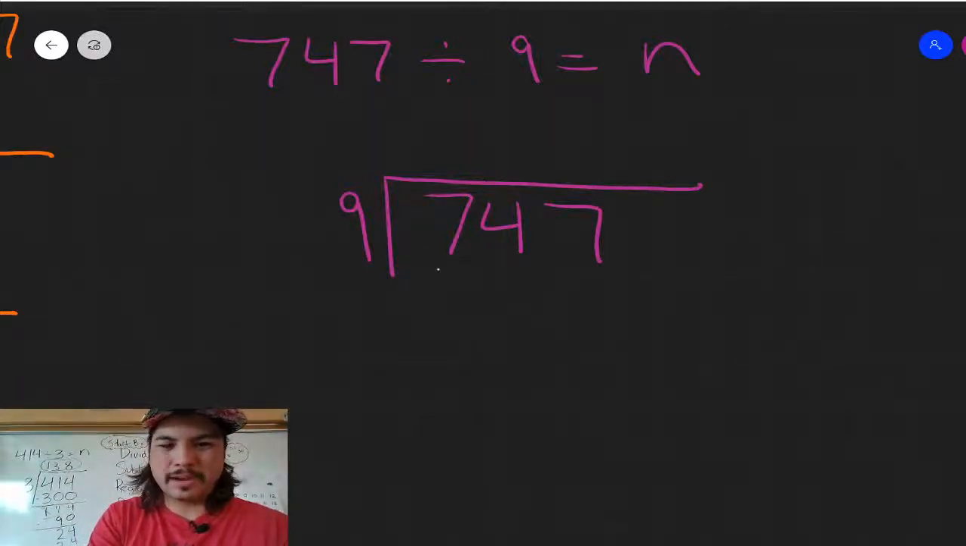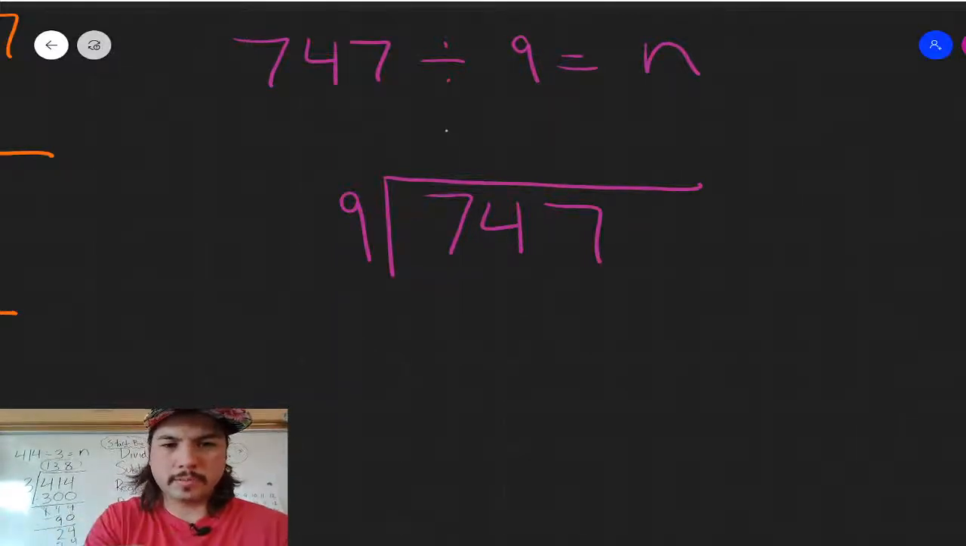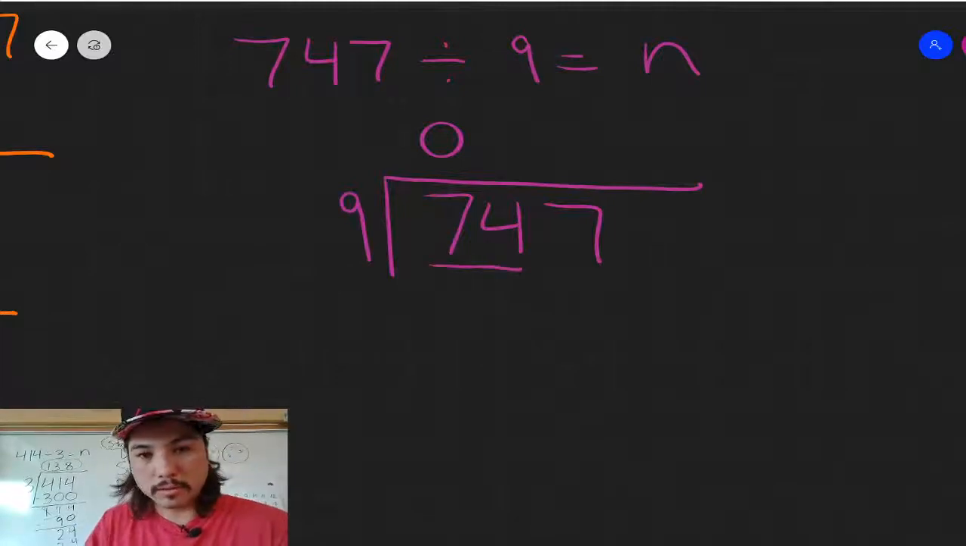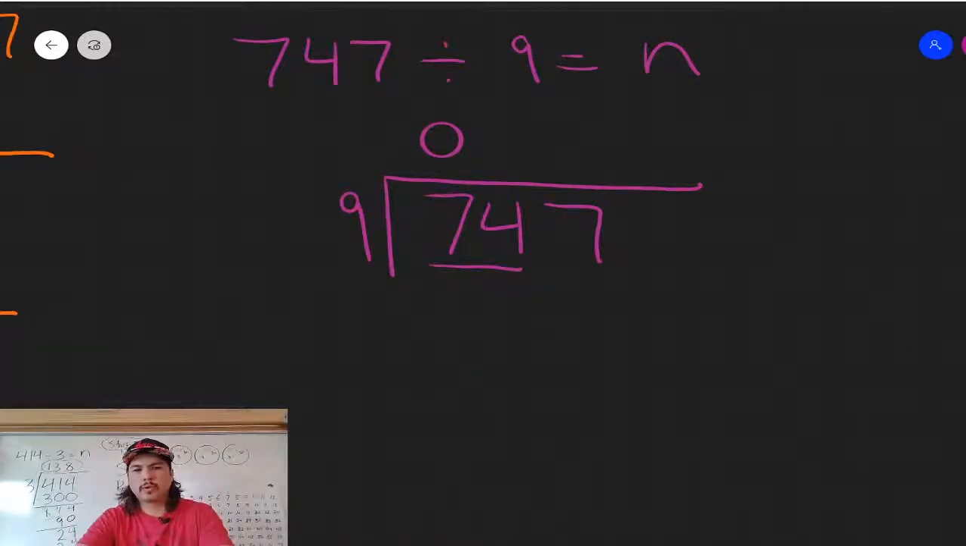Can 7 hundreds divide into 9 groups? No, we don't have enough, right? So we're going to put a 0 here. We don't have to subtract anything because we didn't divide anything. And let's regroup. So now let's make it 74 tens. 74 tens. How many 9s? 74 divided by 9.